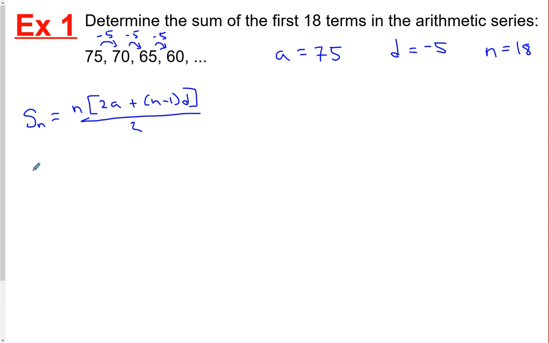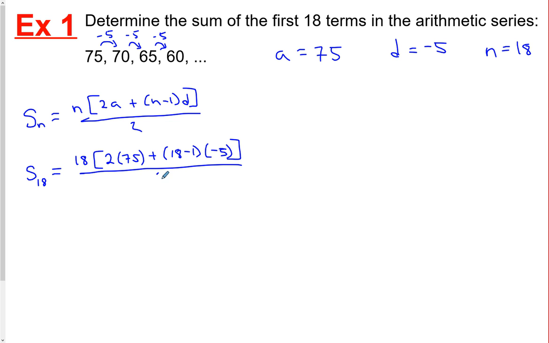Let's sub in what we know to this formula. We know that we want the sum of the first 18 terms. We can put in an 18 anywhere we see an n. Where there's an a, we'll put in a 75. Again, where there's an n, we're going to put in an 18. For our common difference, we're going to put in -5. So there, I've subbed everything in, and I'm ready to start doing my algebra.